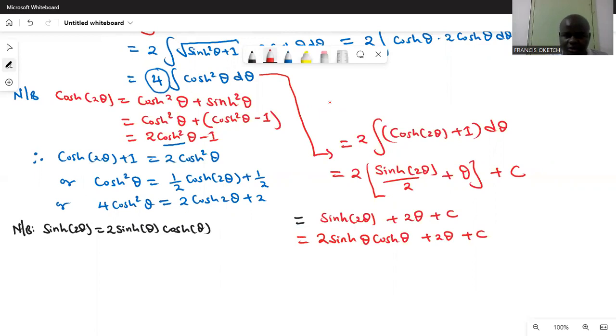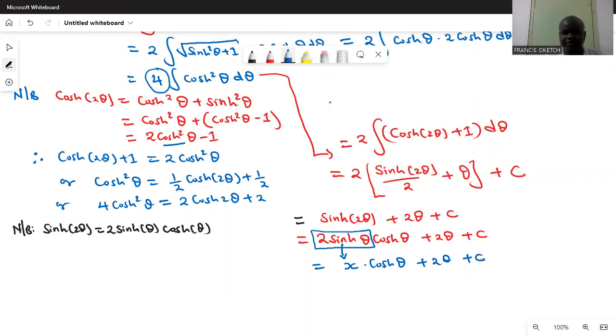But what is 2 sine hyperbolic of theta? Look at our substitution. We said x is equal to 2 sine hyperbolic of theta. So this is equal to x. Then we have times cos hyperbolic theta plus 2 theta plus c. So I need to replace theta. We said theta is sine hyperbolic inverse of x over 2.